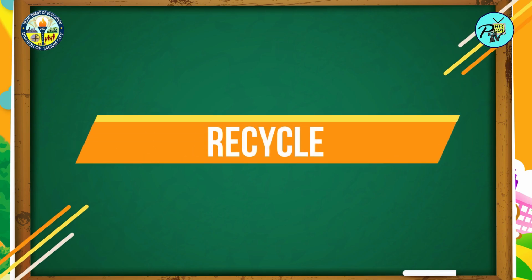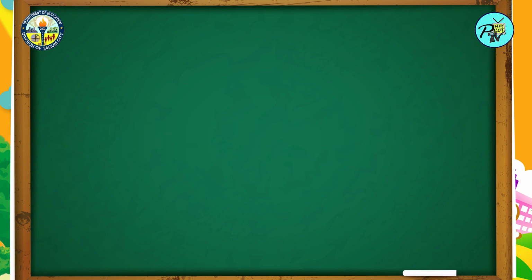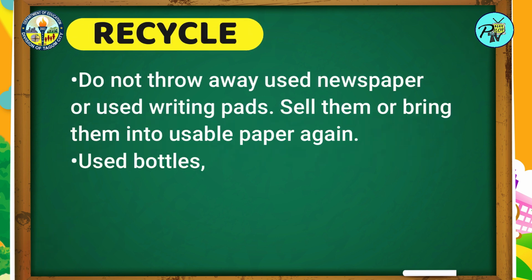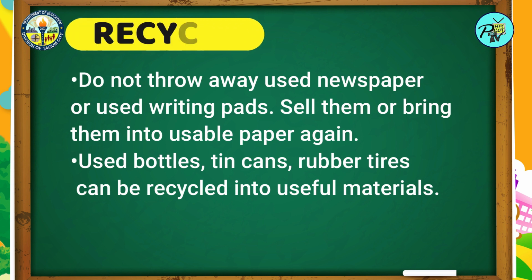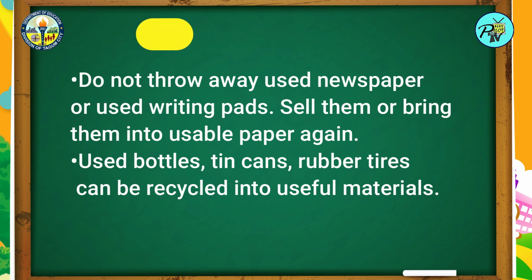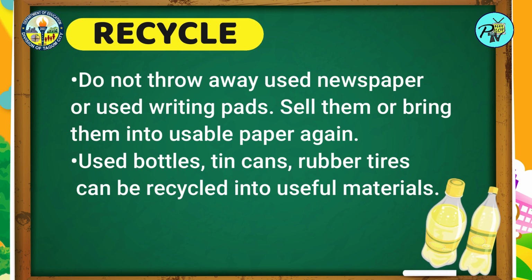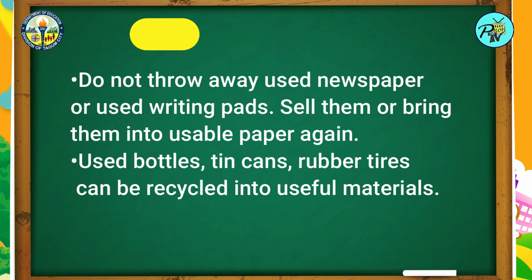Next, we have recycle. Do not throw away used newspaper or used writing pads. Sell them or turn them into usable paper again. Used bottles, tin cans, and rubber tires can be recycled into useful materials.